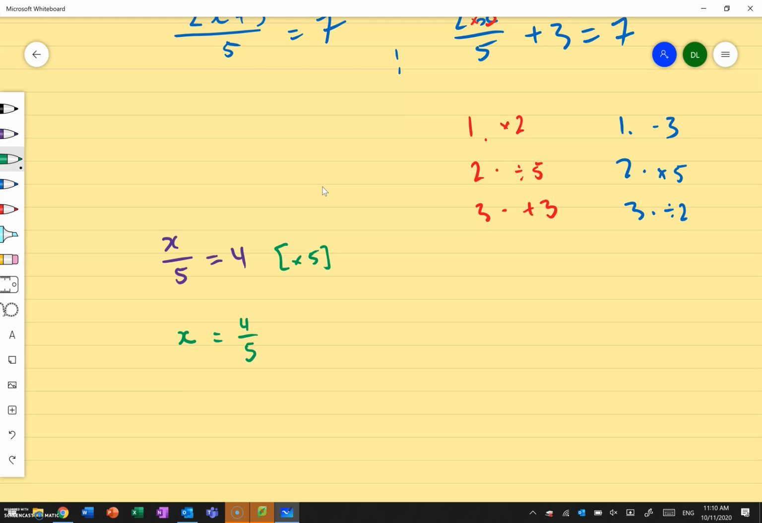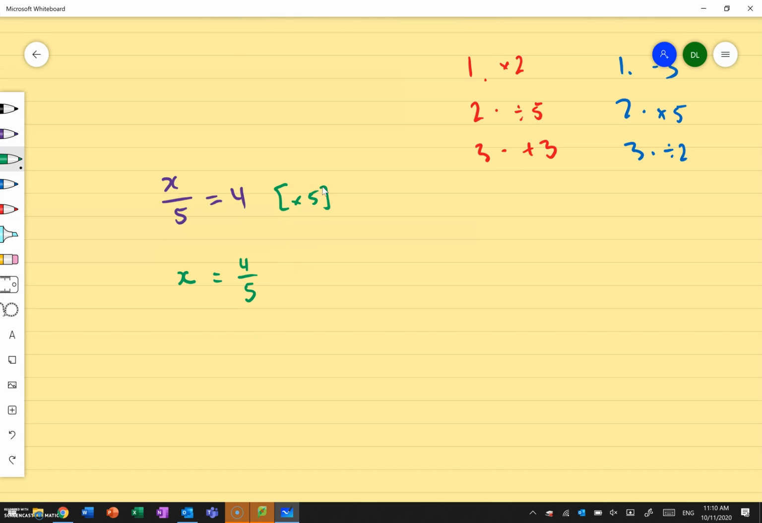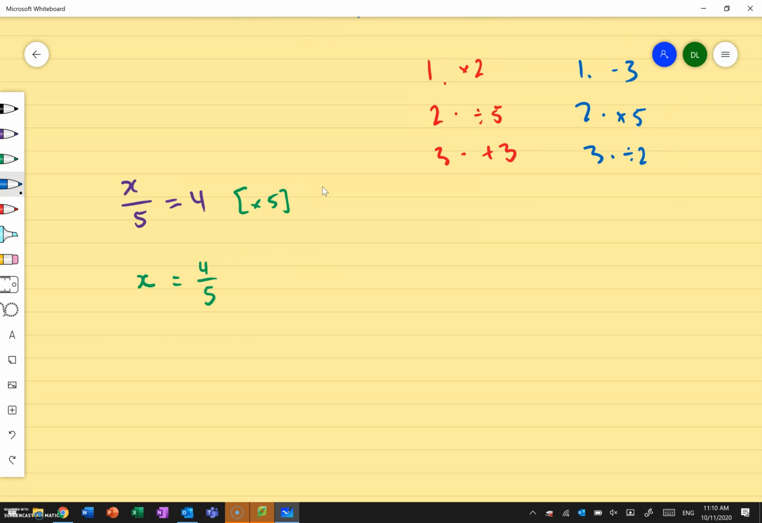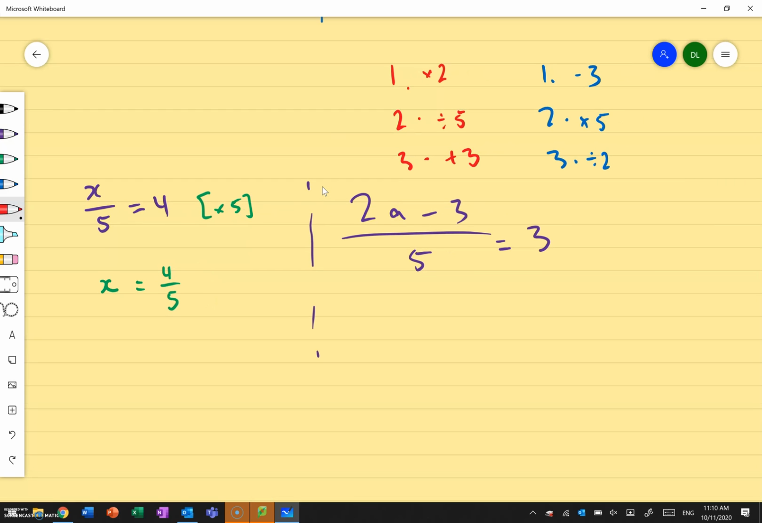Do I have any questions with that one? No? All right, let's do one that's a little bit more complex, like the one we did earlier. Let's say I've got 2a minus 3 over 5 equals 3. If I was to give you a value for a, and I said a equals 3 or whatever it is, what would you do first? Good, 2 times 3, so you times it by 2. And then what would you do? Yeah, we'd minus 3. And then I would divide by 5, perfect.